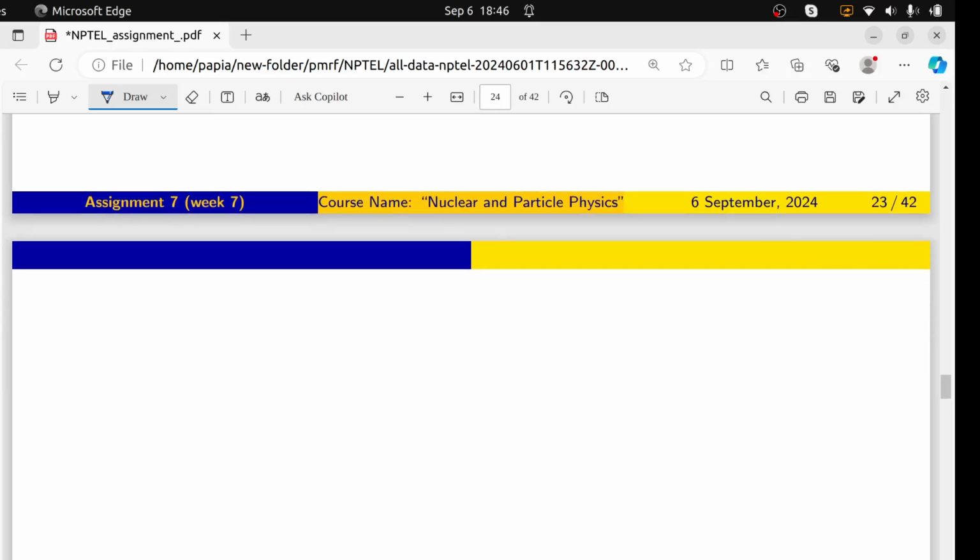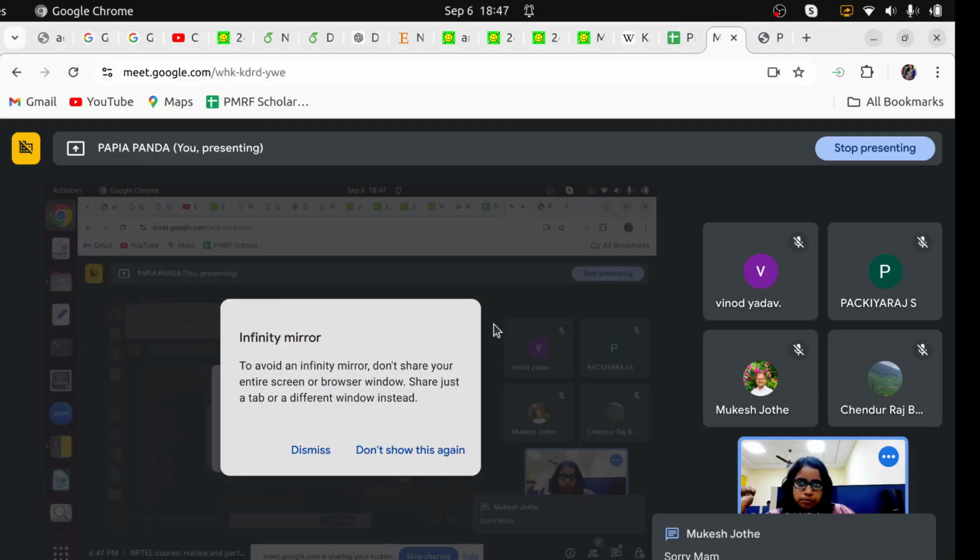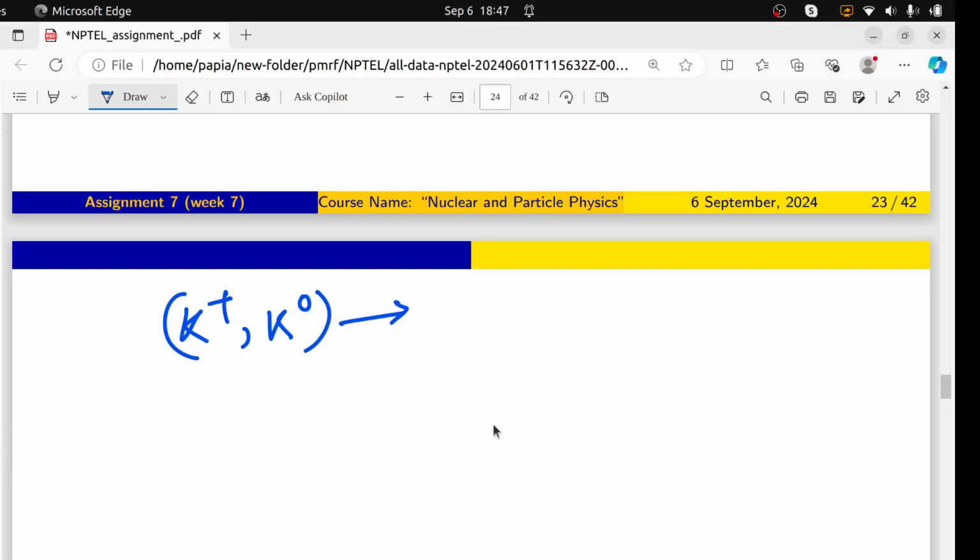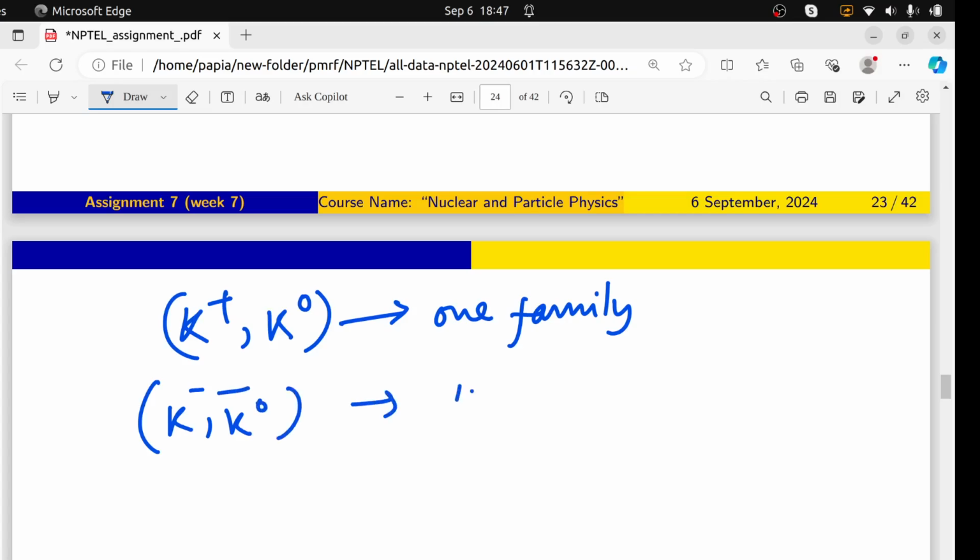The thing is like K plus and K0. Fine, no problem. So this is K plus K0. This is in one family. And the antiparticle of K plus K0, that means K minus and K0 bar, this is one family.